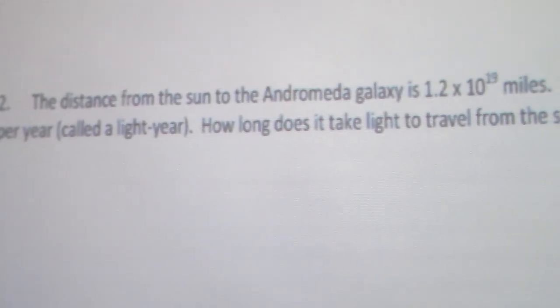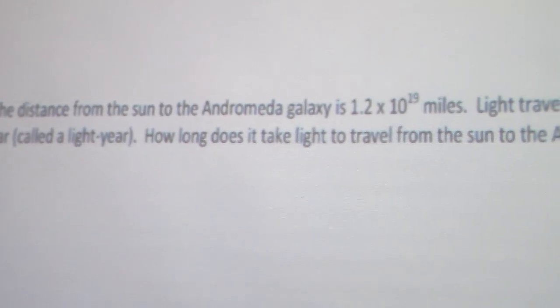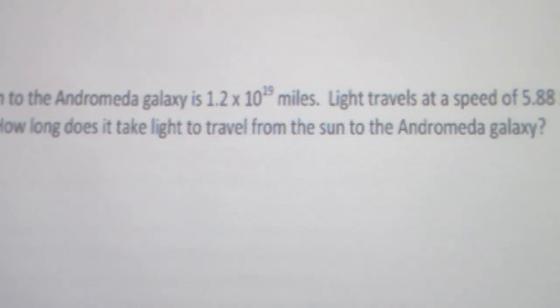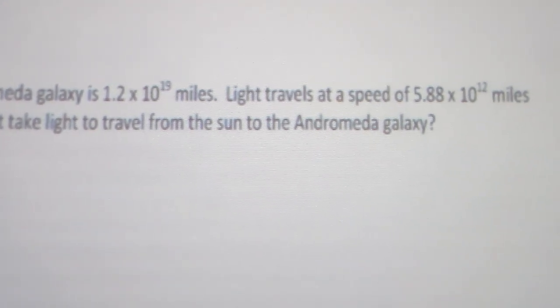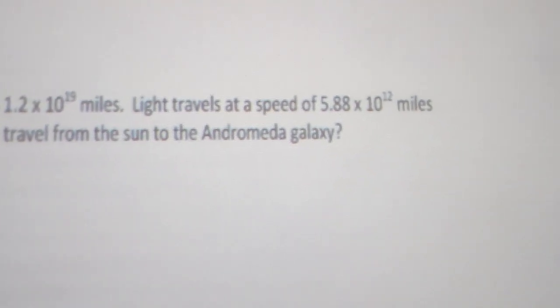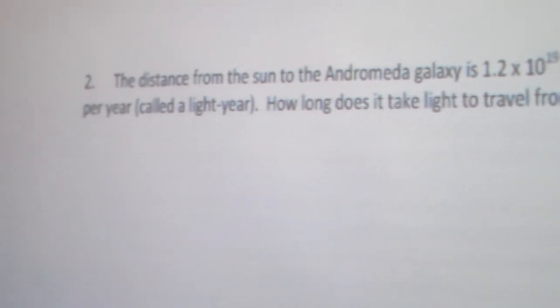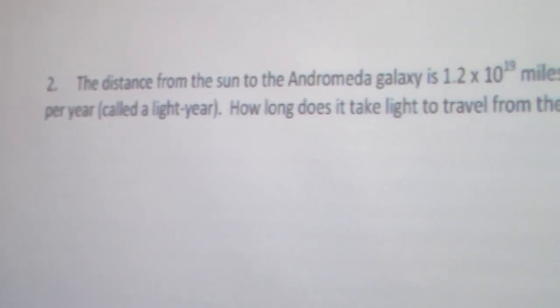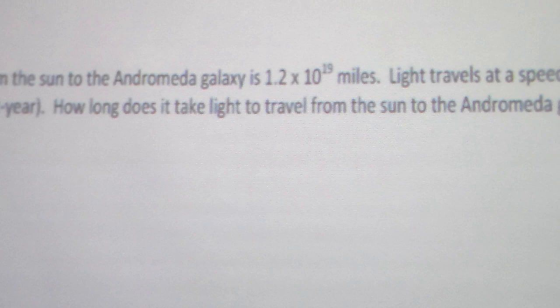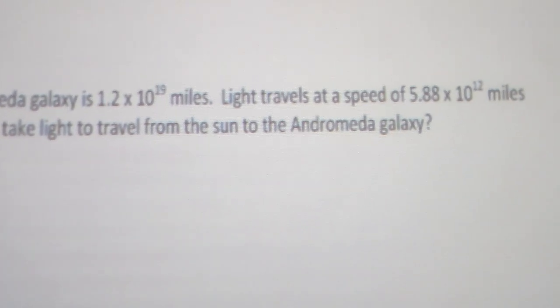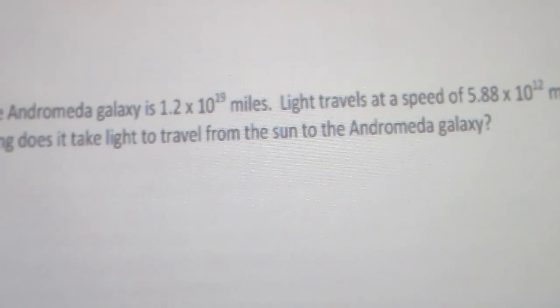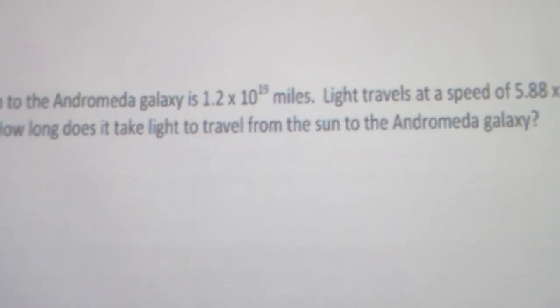The distance from the Sun to Andromeda Galaxy is 1.2 times 10 to the 19th miles. Light travels at a speed of 5.88 times 10 to the 12th miles per year, called a light year. How long does it take light to travel from the Sun to Andromeda Galaxy? So this is the problem we're going to solve together.